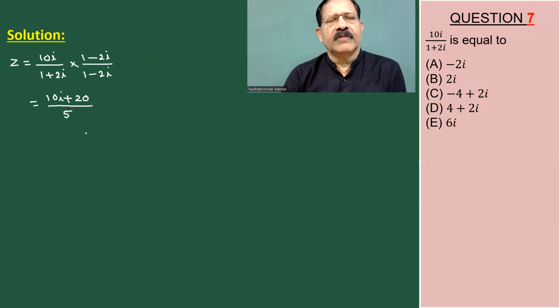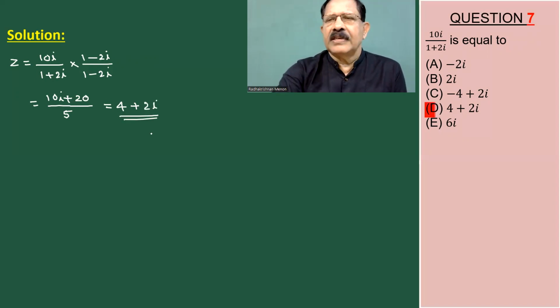Whatever it may be, x squared plus y squared. When you divide by 5, you are getting 20 by 5 is 4, plus 10i by 5 is 2i. So 4 plus 2i. Where is it coming? Yeah, option D. So easy question, very easy.